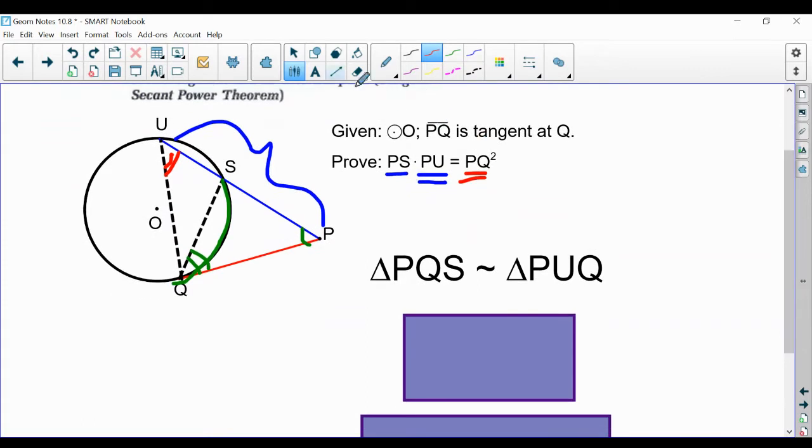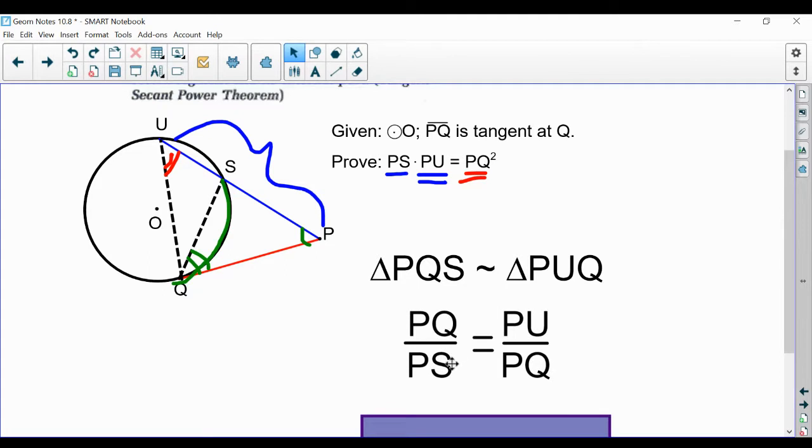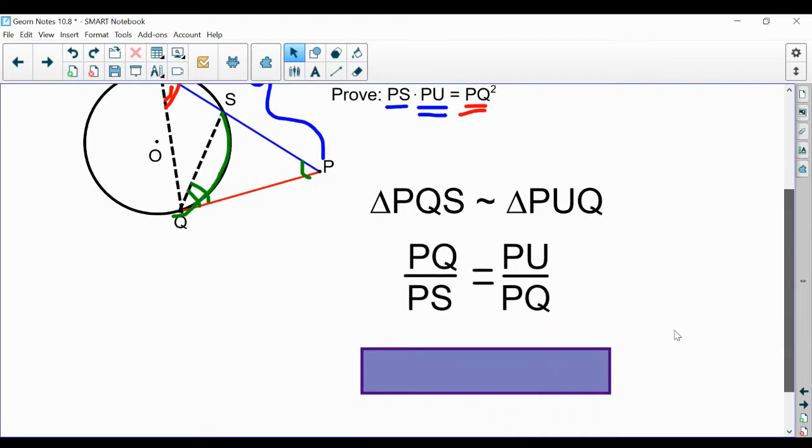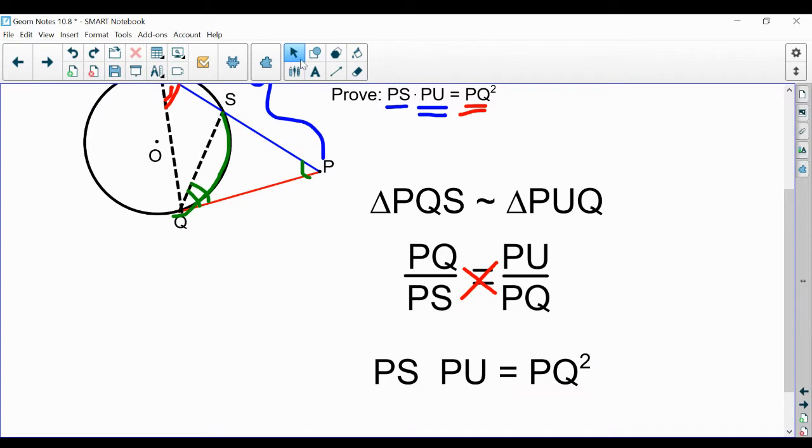And from that similarity statement, we get the proportion PQ is to PS as PU is to PQ. And cross multiply: PQ times PQ, that's PQ squared, equals PS times PU. And we get that statement there. Outside part, PS, times the whole thing, PU, equals outside part times the whole thing.